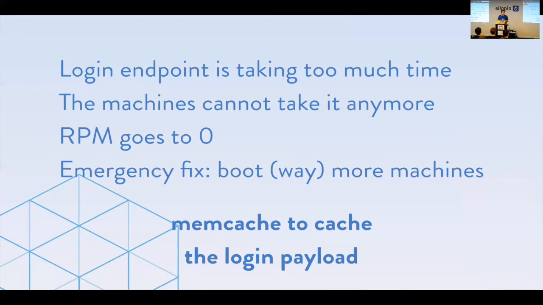So for the emergency fix, yes, we booted way more machines, and it allowed us to take the traffic for a while, and everything was back, giving us some time to fix the issue, right? So we put this login payload into memcache, and it made everything faster. No more Mongo read on logins, etc. So the login endpoint was way faster, and we've been able in the end to handle this customer and reduce back the size of the cluster. Whew, good thing, stressful, but it was okay.